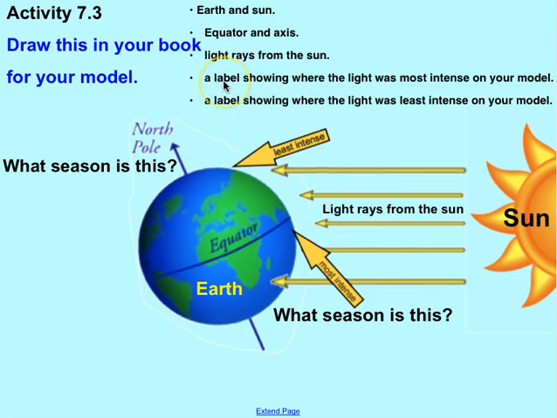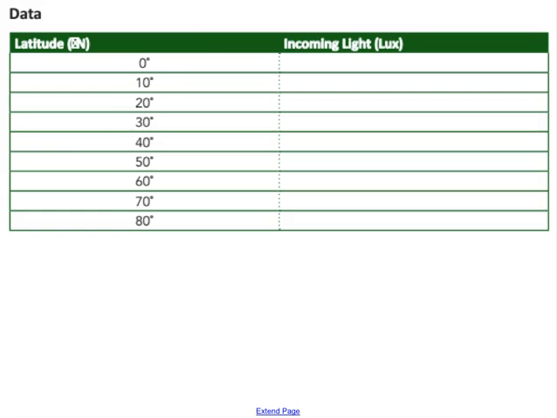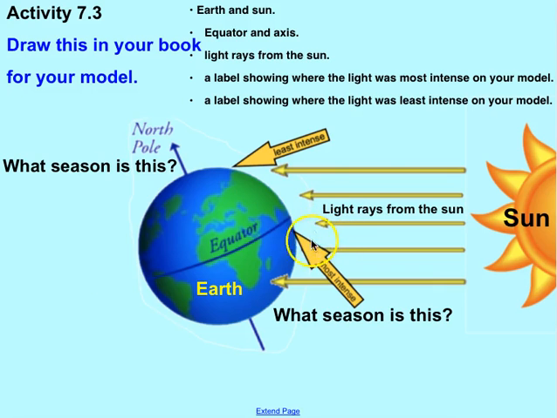And what I'd like you to do is have a label showing where the light was most intense on your model and least intense. So if we were to back up to this, remember at 0 degrees, it was 461. So if we back up to the model, 0 degrees right here, because there's Earth's tilt, would be straight away. This is where it would be. And that's why it's the most intense.